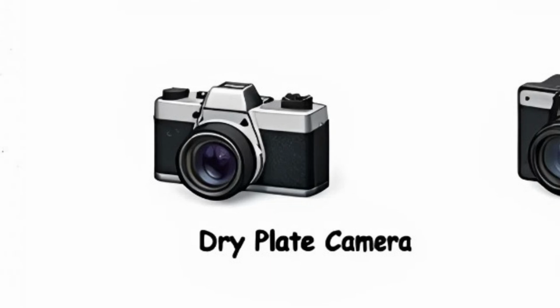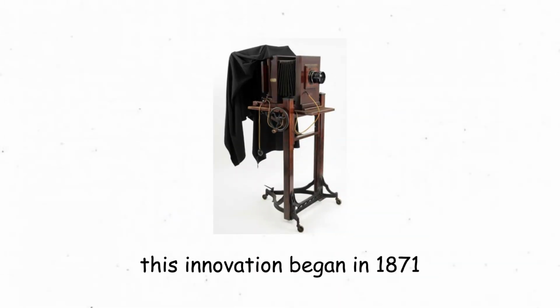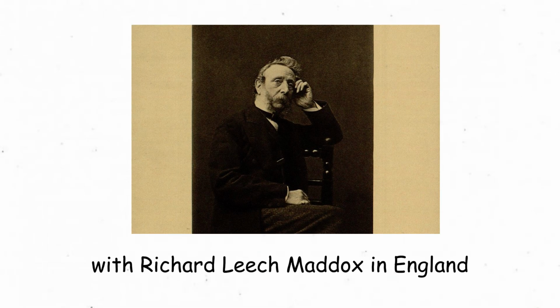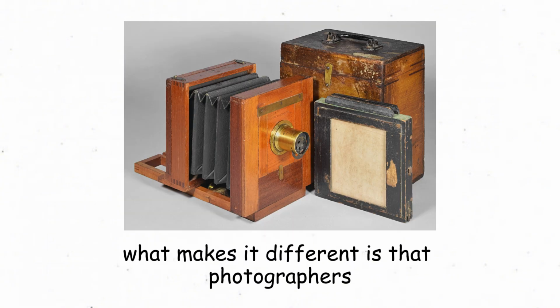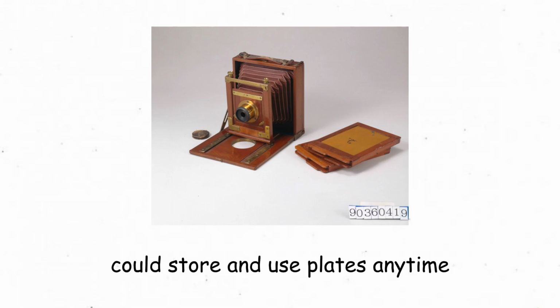Dry plate camera. This innovation began in 1871 with Richard Leach Maddox in England. It replaced wet plates with pre-prepared dry glass plates. What makes it different is that photographers could store and use plates anytime.